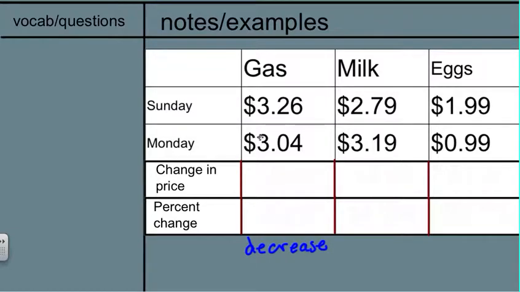The first thing we need to do is figure out how much it went down by. To go from 326 down to 304, we're going to subtract these two numbers, and we're going to find out that it went down by 22 cents. That's the quantity it went down by. In order to find the percentage, I need to take the 22 cents that it changed and divide it by the price that it started at, or its original price of 326.